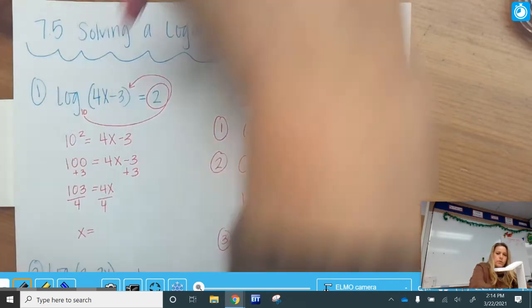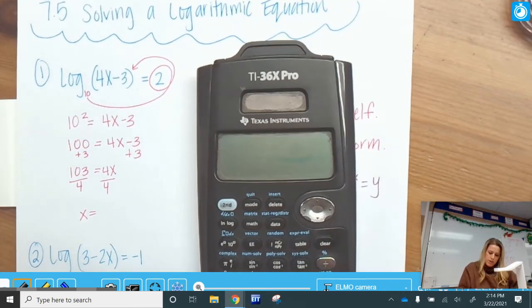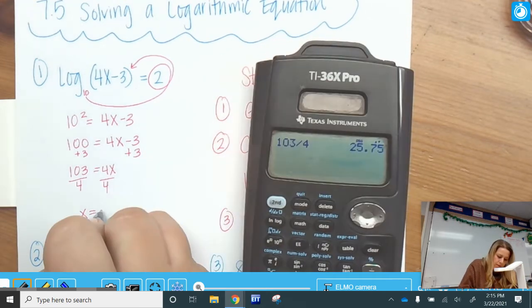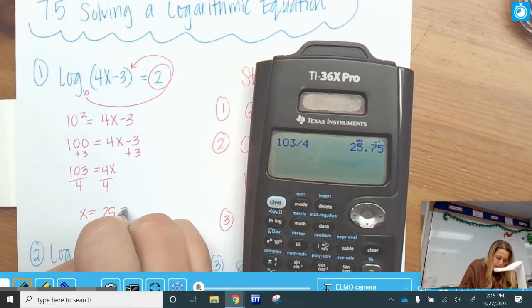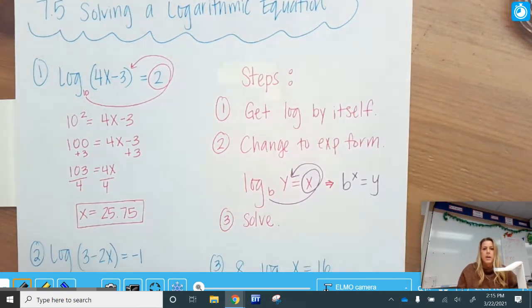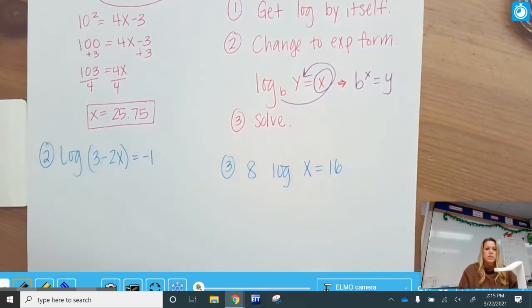So our x equals, let's see, 103 divided by 4. Oh, whoa, hold on. 103 divided by 4. Okay, 25.75. There's our answer. Okay, so let's look at the next one.